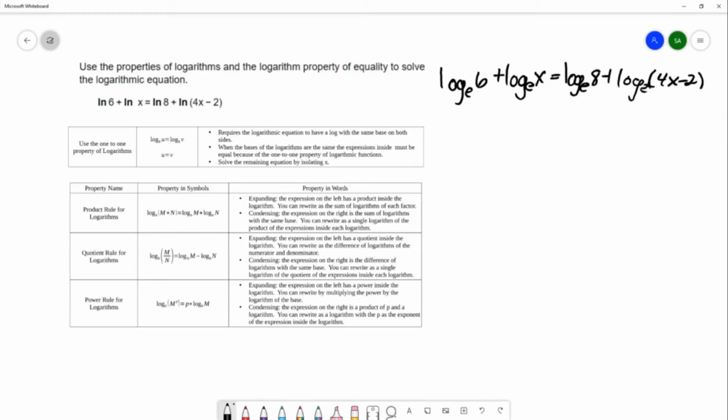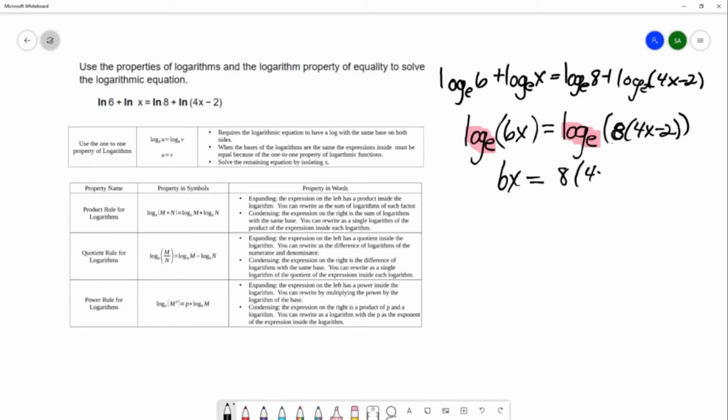So on the left-hand side, I'll condense my logarithms using that product rule to become log base e of 6x. I multiplied 6 and x to condense. And on the right, I have log base e of 8 times 4x minus 2. And now you can see I have a log base e on the left and a log base e on the right. So I can apply the property of equality, and what's inside the log on the left must equal what's inside the log on the right. This gives me a linear equation, which I'll solve.